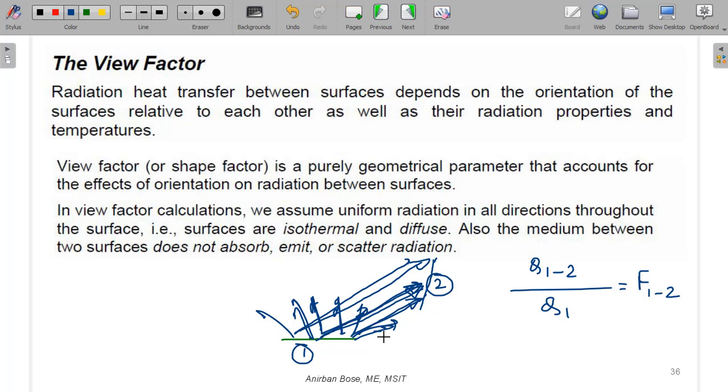This ratio is called the view factor, or sometimes it is called the shape factor. And we are going to show that this is completely a geometric parameter. This view factor does not depend upon their temperature or surface properties or anything. It is completely the geometry and the orientation. It depends only on that.